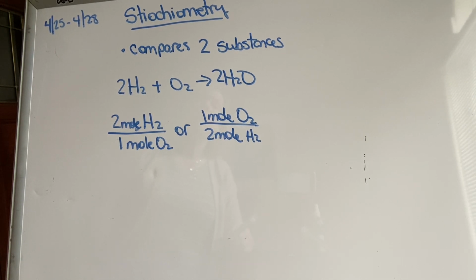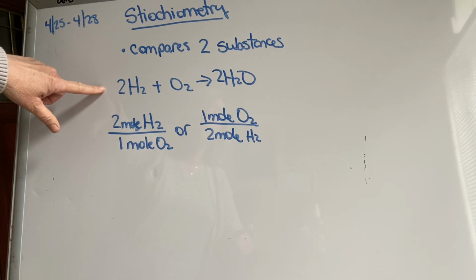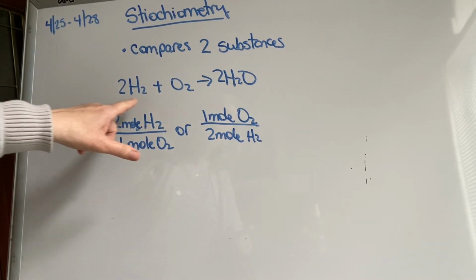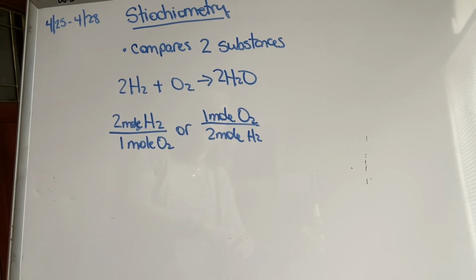We're talking about stoichiometry and what it means. Your basic definition is that it's just a comparison of two different substances in a chemical reaction. So I have an example here for you so you understand what that definition means. You'll see the reaction here that is the synthesis of water, and it is a balanced chemical equation.